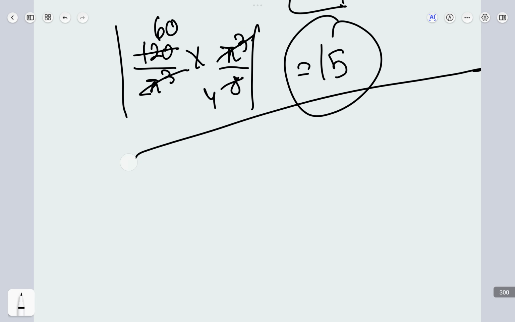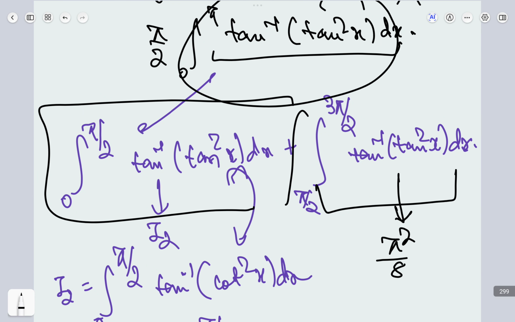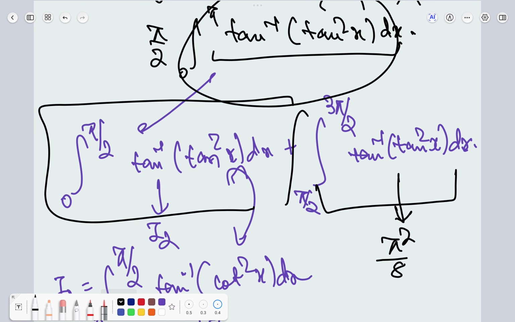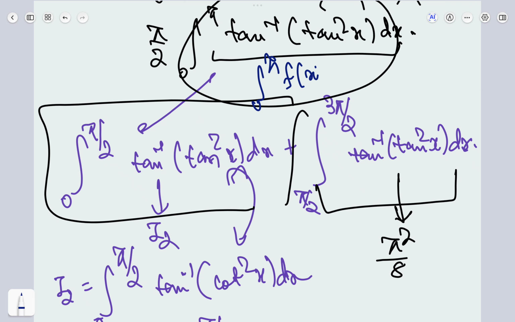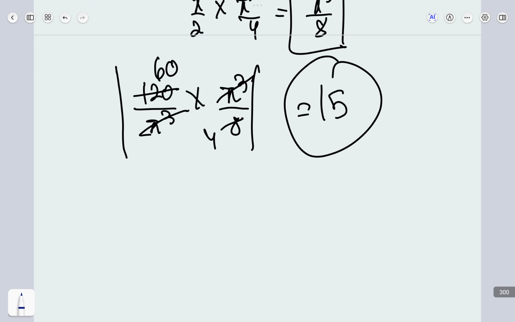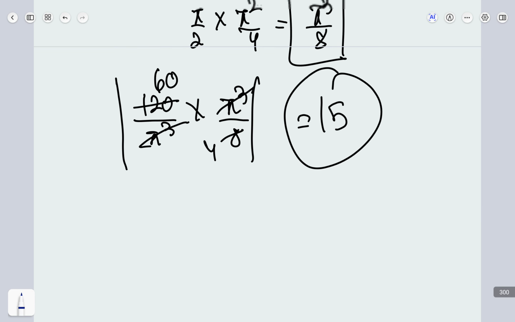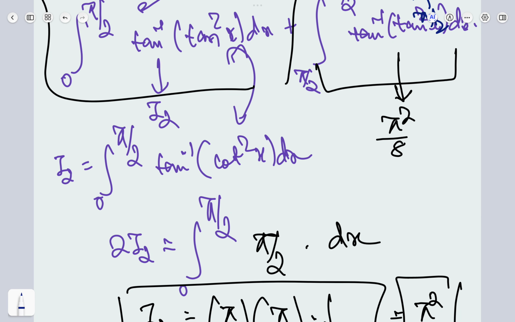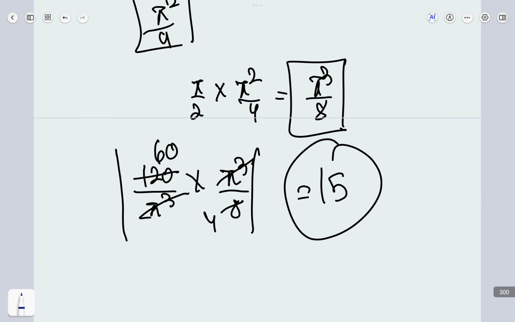Very easy question, there's nothing much about it. Just think about this step, okay? The conversion of an integral from 0 to pi to 0 to pi by 2 plus pi by 2 to pi. This was a good step. The intuition is clear. When you add them up, it would just become pi by 2, right? Okay, thanks for watching, and yeah, the answer is 15 if you attempted before.